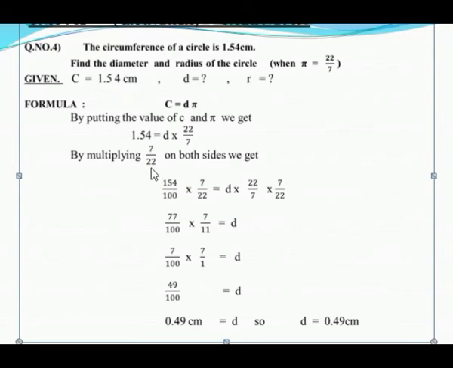Okay, I am multiplying by 7 over 22. Here it is 22 by 7, so I am multiplying by 7 by 22, so that on the right hand side D will be isolated. 7 will cancel out with the 7, and 22 by 22. Here 154 and 22, I divided by 2. 2 ones are 2, 2 ones are 2 and 2 77s are 154. Again 11 ones are 11 and 11 sevens are 77. So I got 7 multiplied by 7, 49, and 49 over 100 becomes 0.49 centimeter, which is the value of D. So you can write it now, D is equal to 0.49.